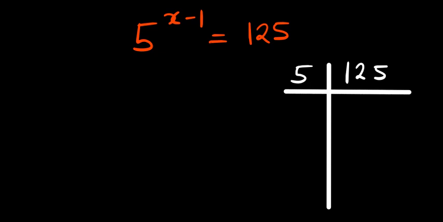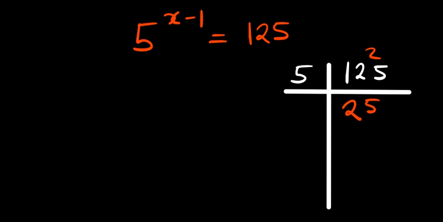Okay. So now, 5, we start dividing one by one. 5 into 1, it can't go. 5 into 12, 5 can go into 12. Okay, how many times? 2 times. Remainder 2. Okay. Then 5 into 25 on the other side, it is 5.